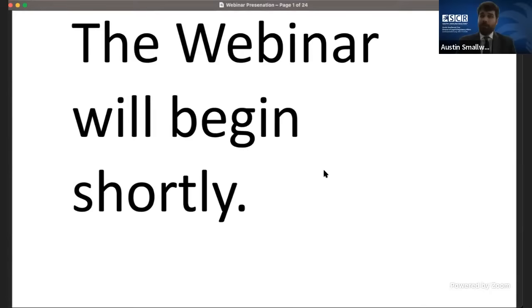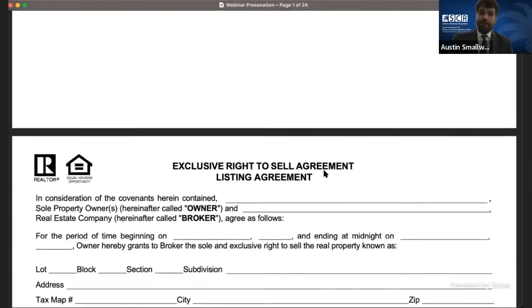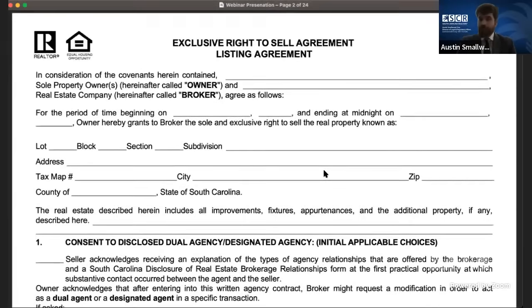So we're going to go over these forms in order of form number. Some of the changes are more substantial than others, but we certainly will try to get through this as thoroughly but as briskly as possible. So the first change is to the listing agreement, Form 220.